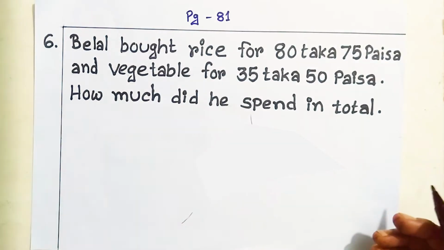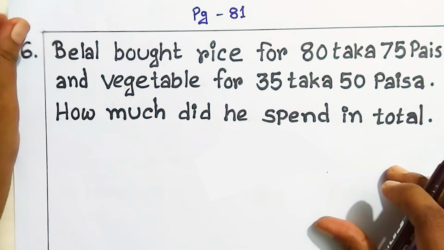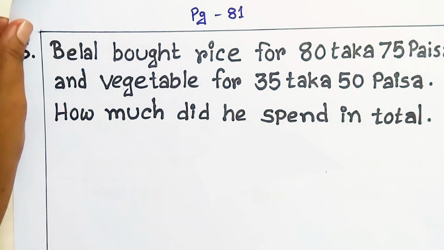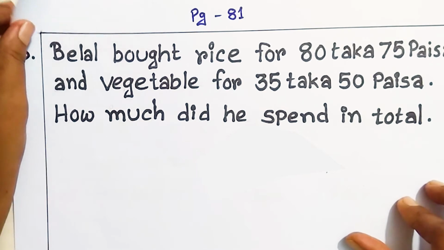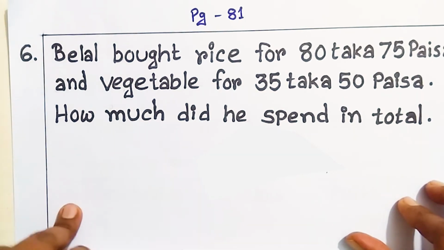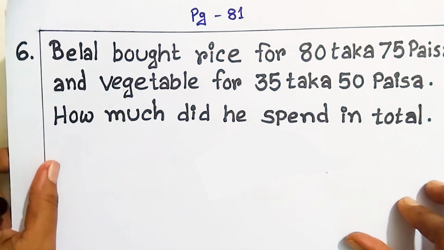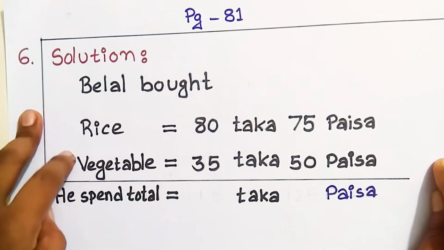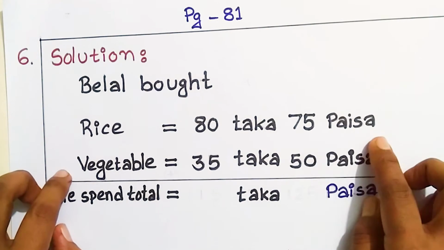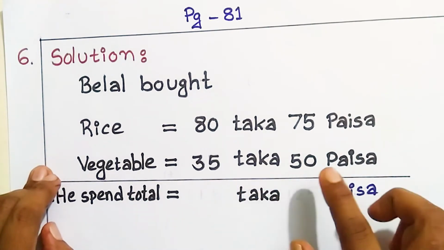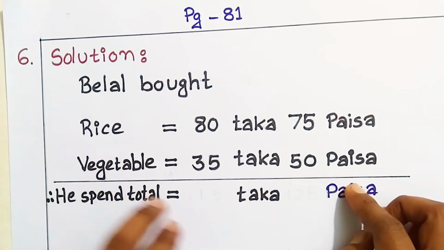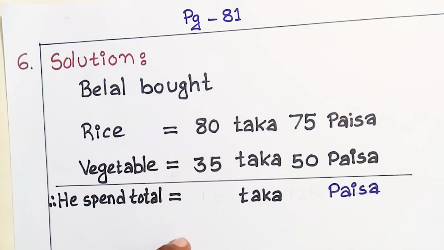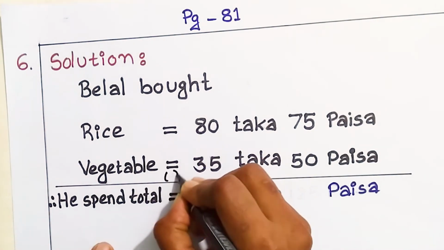Now everyone read out question number 6. Belal bought rice for 80 taka 75 paisa and vegetables for 35 taka 50 paisa. How much did he spend in total? Here is the solution. Belal bought rice for 80 taka and 75 paisa and vegetables for 35 taka and 50 paisa. So for the total amount, here we will do addition.